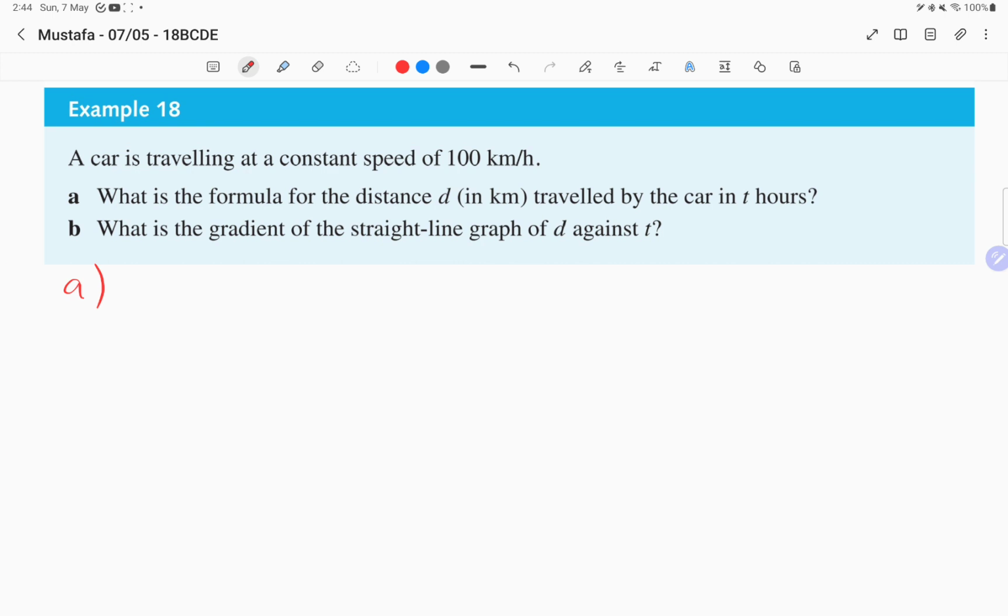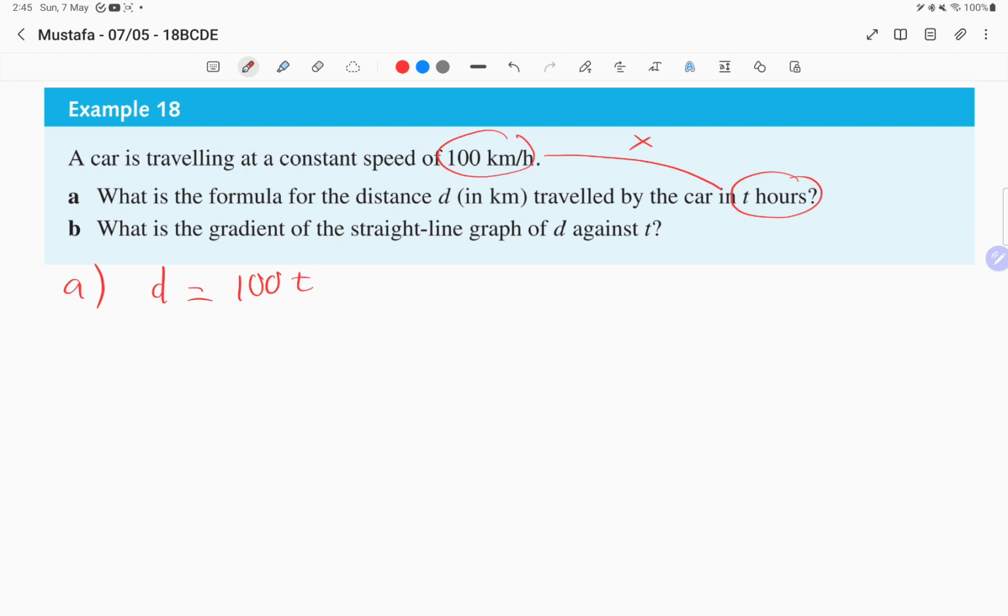Is it D over T? Not quite. It's 100 kilometers over 100 kilometers an hour, so that's D over T, right? You mean D over T equals 100? Yes. Now the easier way to interpret this is the distance traveled is how long he's traveling for, which is T, times the speed, right? So you write it as 100T, like that.